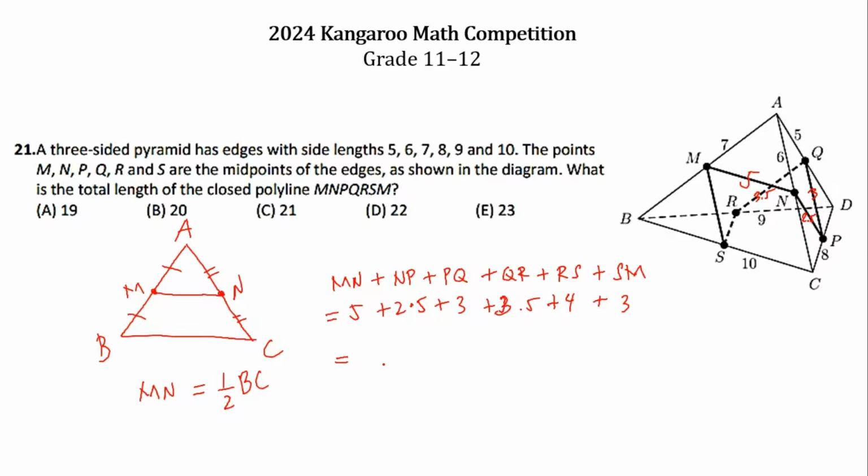Now we just need to add all of these numbers. Okay, so let's add the whole numbers first. So 5, 3, that's 8. Plus 4, that's 12. Plus 3, 15. Plus 2.5 plus 3.5, that is 21. Alright, so the answer is option C.